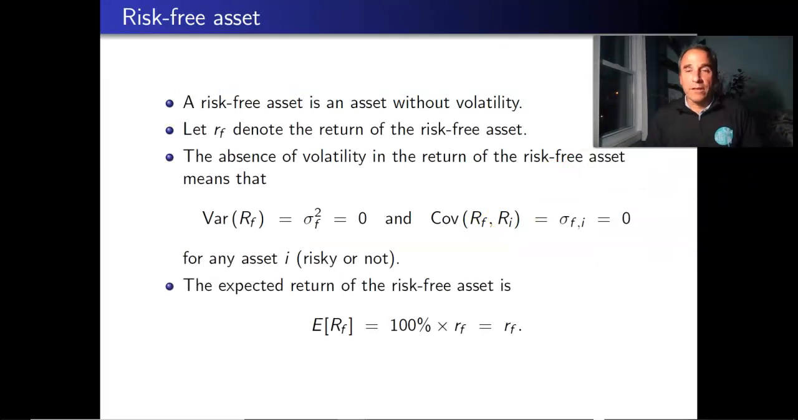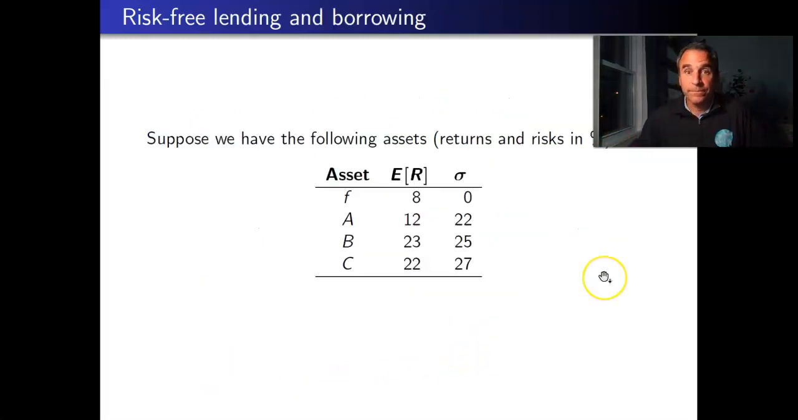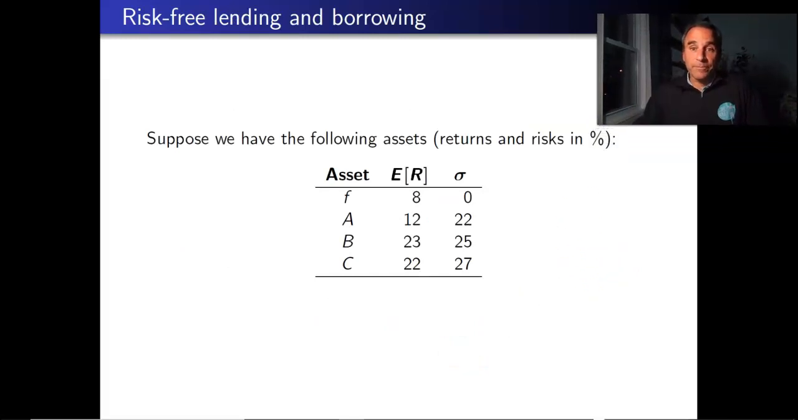Suppose there is a risk-free asset, and you can borrow and lend at the risk-free rate. The risk-free rate means no volatility, so the variance of the risk-free return is 0. And the covariance of the risk-free return with any return is equal to 0, so there's no variance. And the expected return of the risk-free rate is the risk-free rate. So we have 3 assets plus a risk-free asset. What can we do with all these 4 assets?